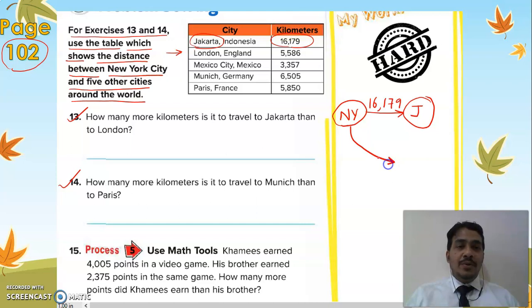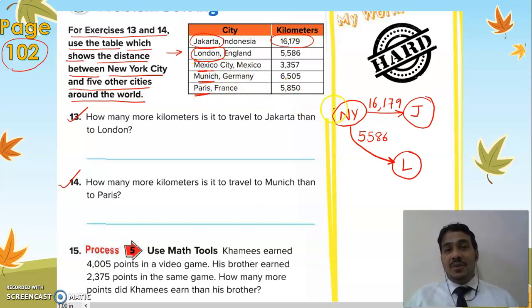And the distance from New York to London. Can you see London here? Yeah. The distance from New York to London is 5,586. Like this, they have given distance to all cities: Mexico, Munich, Paris, and so on. Okay, what we need to find? What we need to find is how many more kilometers is to travel to Jakarta than to London.